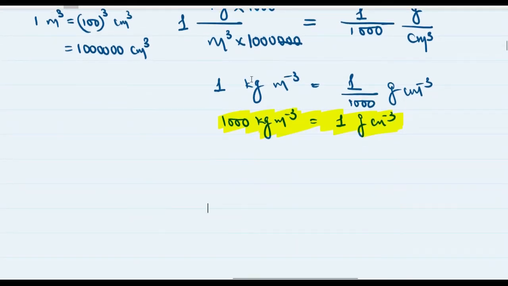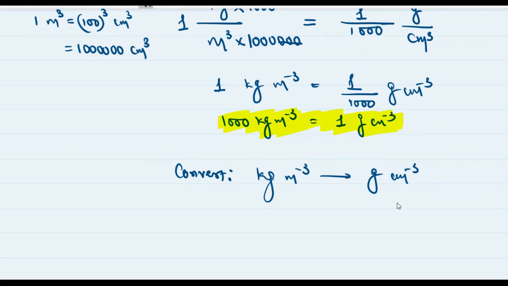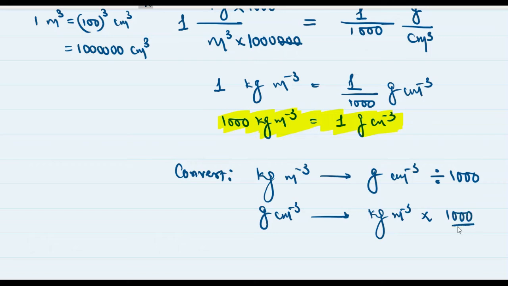So I'll give you one more relation, and this has to be remembered by you thoroughly. If you want to convert kg per meter cube into gram per centimeter cube, what would you do? You would divide by 1000. And if you want to convert gram per centimeter cube into kg per meter cube, what would you do? You will multiply by 1000.